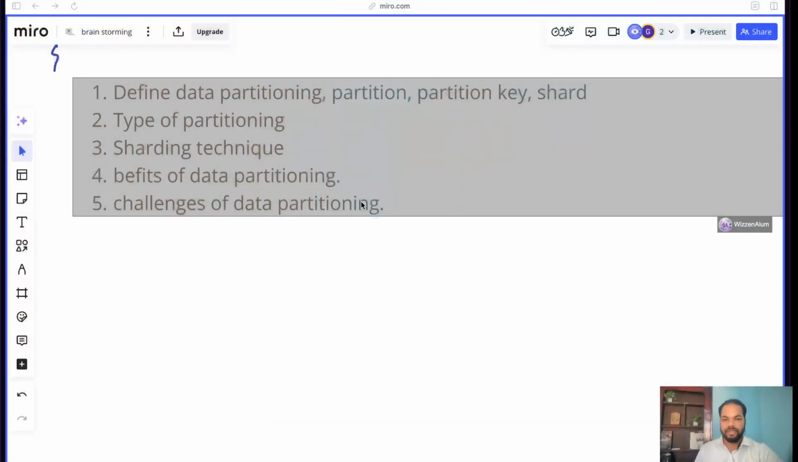Okay, so let's start. Today we will be looking at these particular things, the data partitioning definition part. We are going to define data partitioning, partition, the partition key, and shard. Let's start with data partitioning. What is data partitioning?